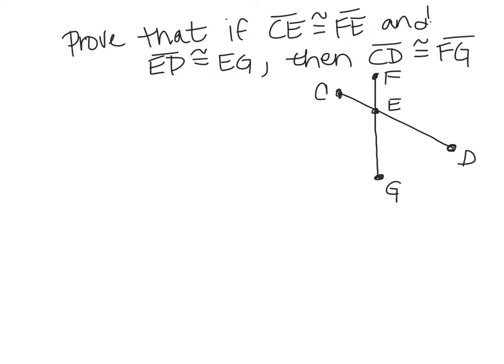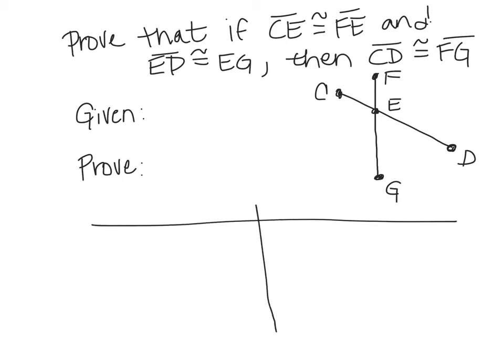So we want to set up our proof. The first thing we do is write down the word given, put a little colon, and we write our word prove. We make our two columns. We have our statements and our reasons. Okay, so we're going to write what our given information is. That comes from the if part. The given information comes from the if part.